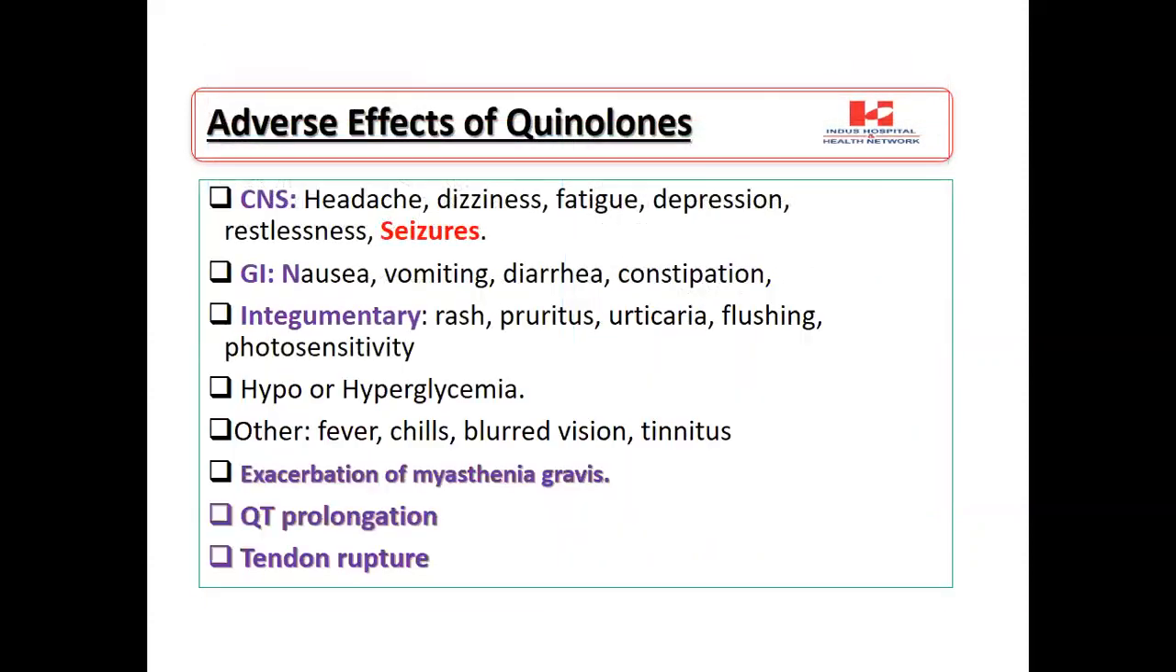Generally, the adverse effects of quinolones: they can cause seizures at higher doses. They can cause drug-induced diarrhea. They can cause QT prolongation, and in the child population they can cause tendon rupture. And if the patient has a history of, or comorbid condition of, myasthenia gravis, if fluoroquinolones are used in that patient, they can worsen that disease condition as well.